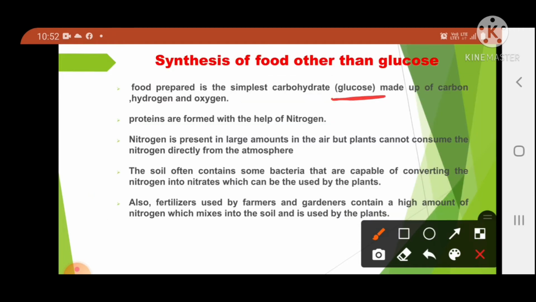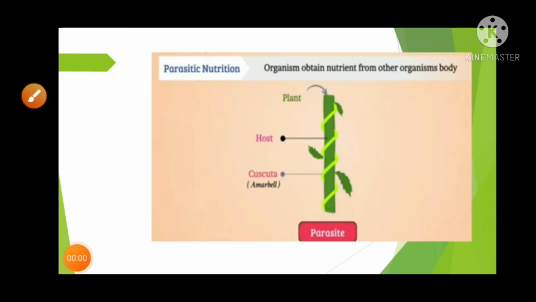We also know glucose is the end product of photosynthesis, which is made of carbon, hydrogen and oxygen. Proteins are formed with the help of nitrogen. Nitrogen is present in large amounts in air, but plants cannot consume nitrogen directly from the atmosphere. The soil often contains some bacteria that are capable of converting nitrogen into nitrates, which can be used by the plants. Also, fertilizers used by farmers and gardeners contain a high amount of nitrogen, which mixes into the soil and is used by the plants.